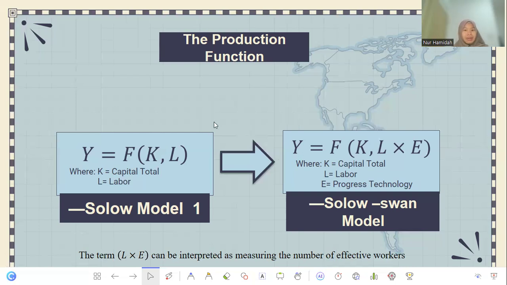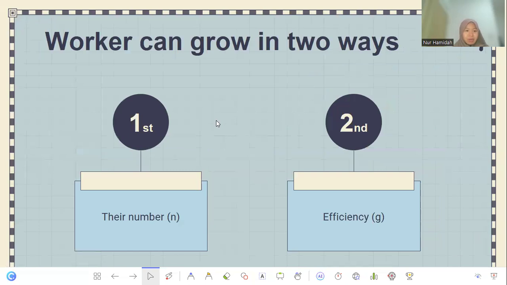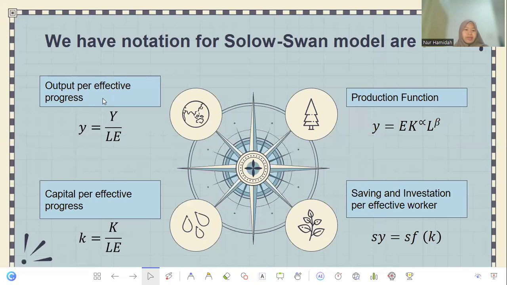And workers can grow in two ways. The first is their number, or the total population, and the second is efficiency, or we can call it G. We have notation for the Solow-Swan model: output per effective worker, where L is changed to L times E. For capital per effective worker or the production function, and saving and investment per effective worker, we have a different formula, where L is changed to L times E.